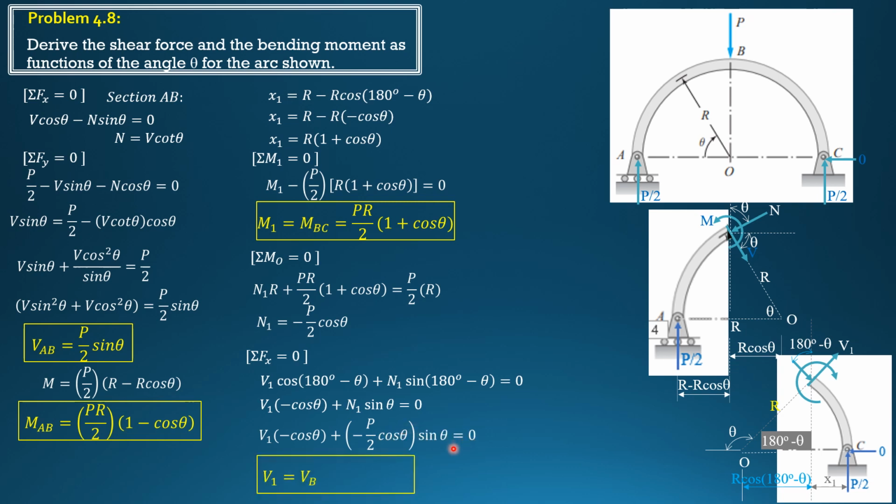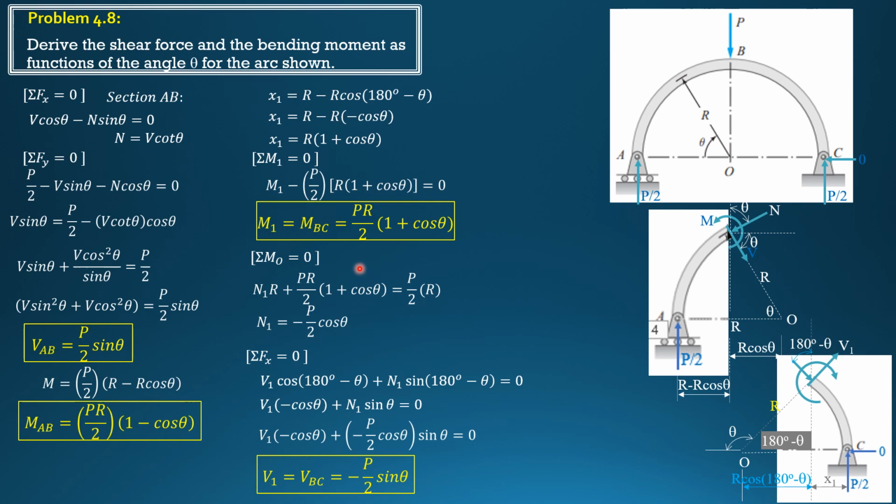Substituting the value of N1, we have V1 times negative cosine theta plus negative P over 2 times cosine theta times sine of theta equals 0. Dividing everything by negative cosine theta, this becomes V1 plus P over 2 sine theta equals 0. So again, V1 plus P over 2 sine theta equals 0, or shear 1, which is shear BC, equals negative P over 2 sine theta. So that's the shear equation for portion BC.